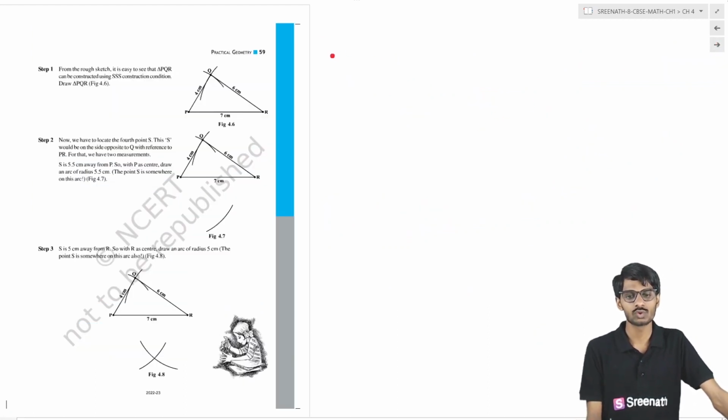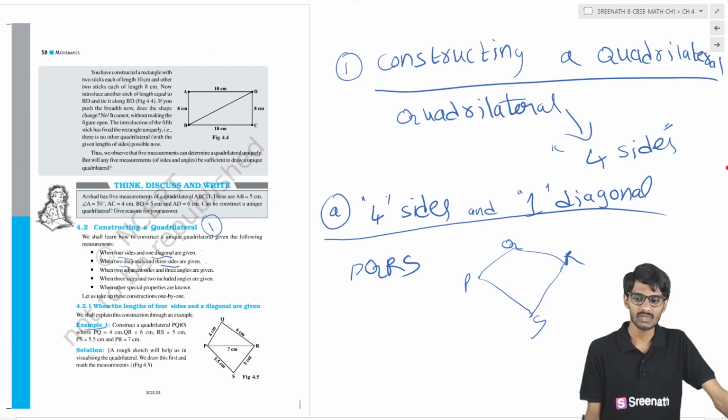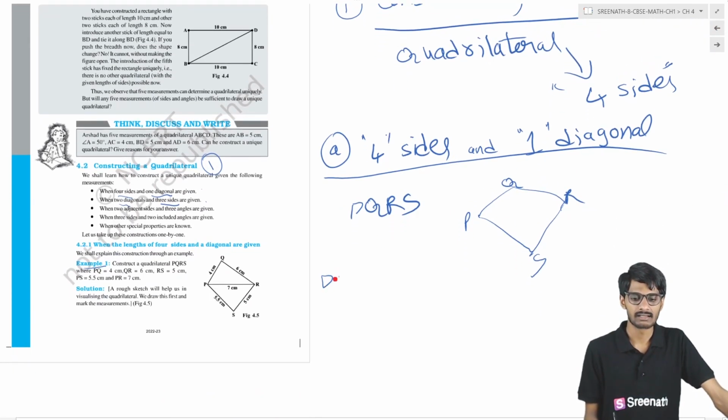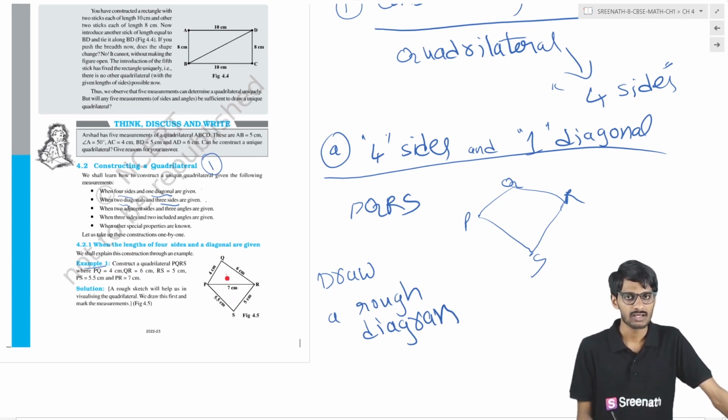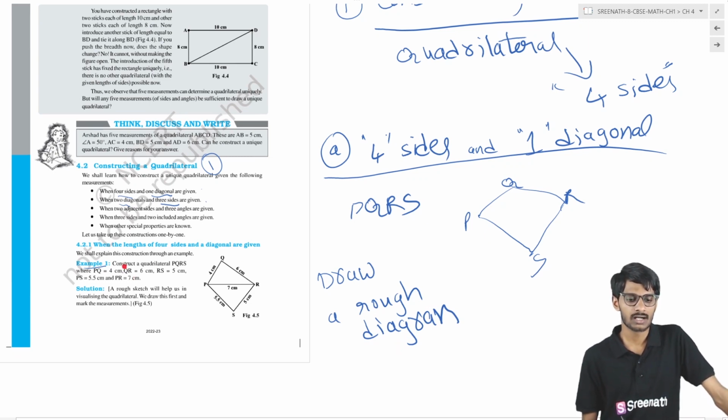So first, at the beginning, we have to draw a rough diagram. Basically he will give this information only, in the question, and he didn't give the figure. So based on this information, we have to draw a rough diagram of a quadrilateral like this. Suppose he says the quadrilateral is PQRS. So PQRS is a quadrilateral, this is the rough diagram. We don't know which side is how much length. So we have to draw a rough diagram of the quadrilateral.